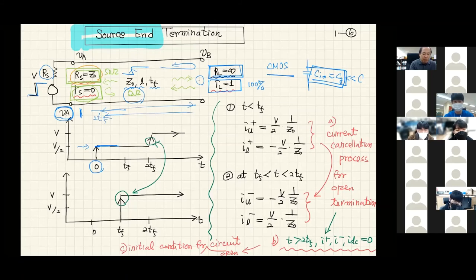Initially it is half voltage, and because the reflection coefficient is 1, we are going to have another half voltage, and then it becomes the full 1 volt. When this wave is coming back, because of impedance matching, there is no reflection. From here to here, we have wave properties, and from here to here, we have circuit properties.